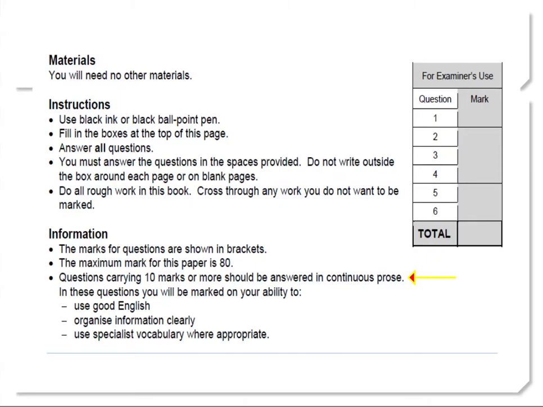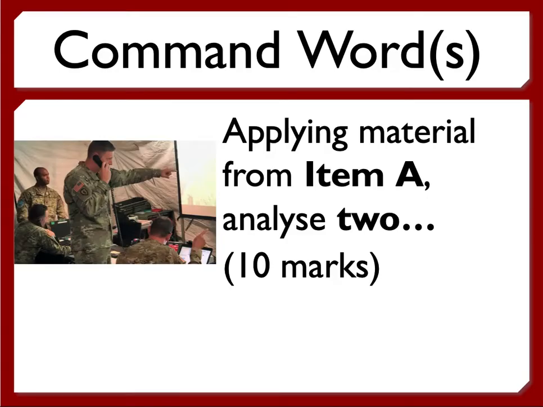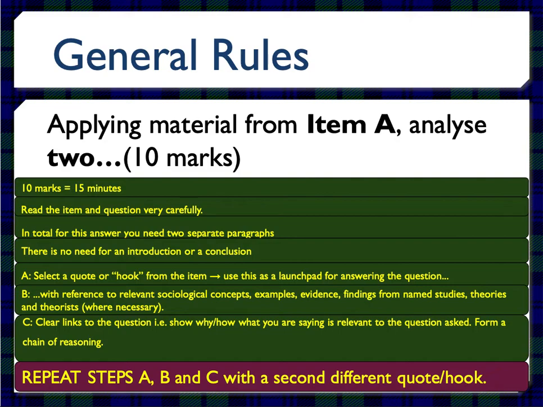For question 3 on paper 1, you're required to write with full sentences and paragraphs, therefore no bullet points or lists. We can apply the general rule across all papers. For time, on every question spend 1.5 minutes per mark. Question 3 in paper 1 on education will always start with these command words, applying material from item A, analyse two, and it's always going to be worth 10 marks. We can apply these general rules.